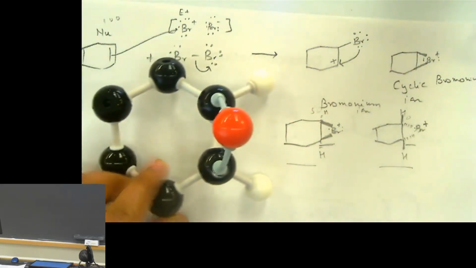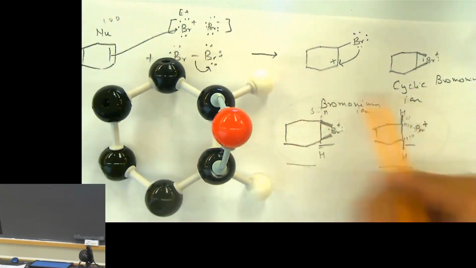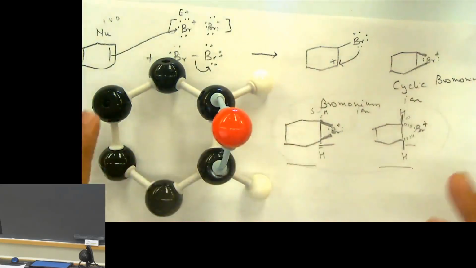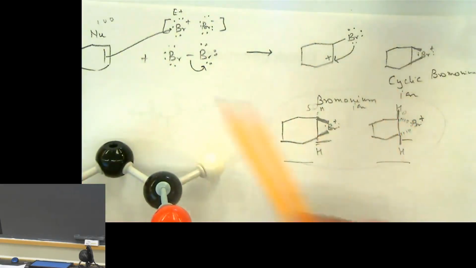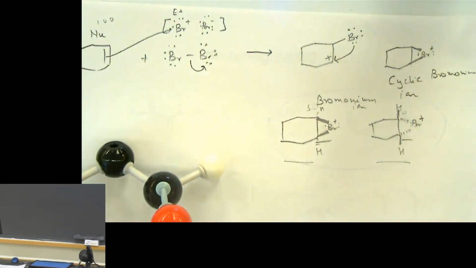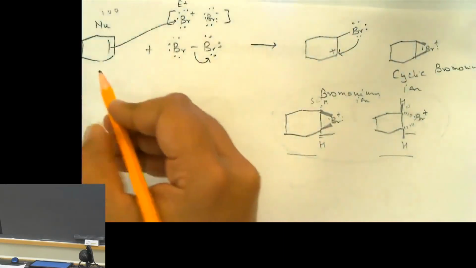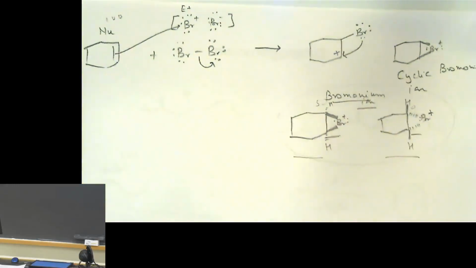Right. So the first step in this reaction is formation of the cyclic bromonium ion. Okay. All of this happens in one step. As I said, I've simplified it and written it stepwise, but all of this happens in one step. All right. So this is step number 1, formation of cyclic bromonium ion.